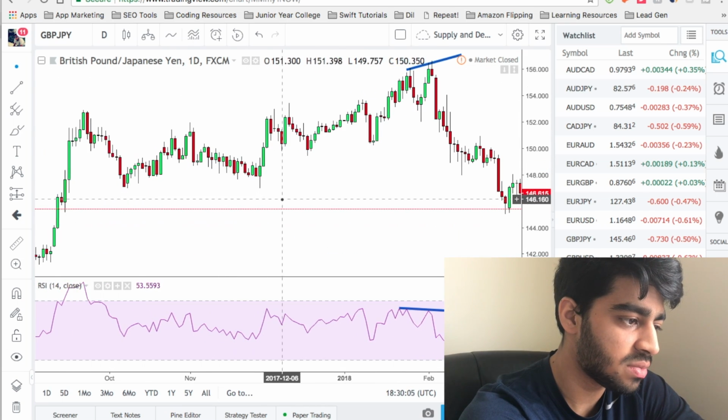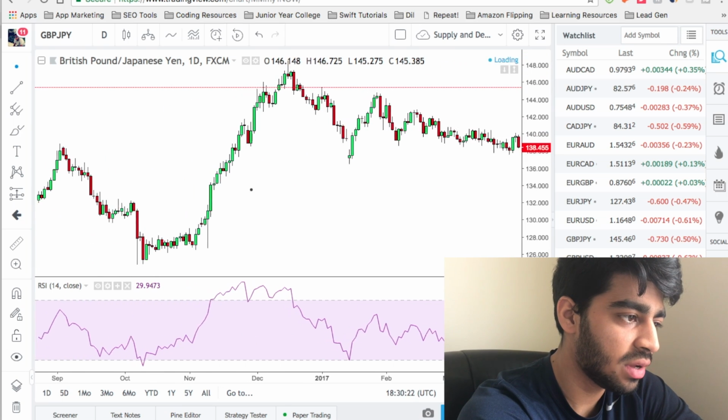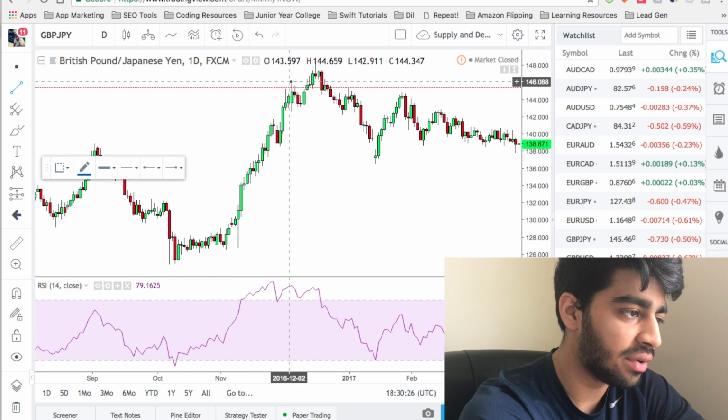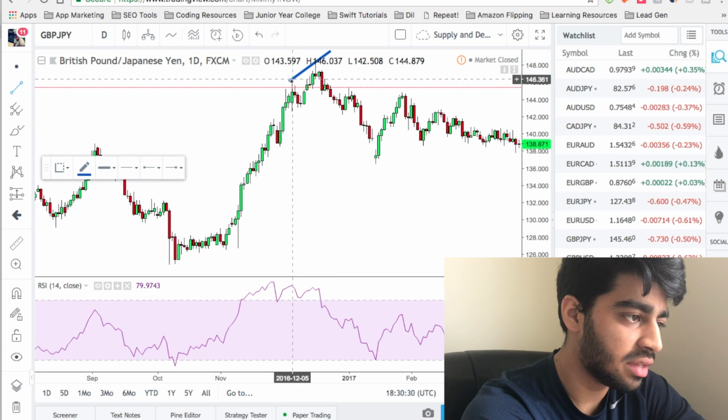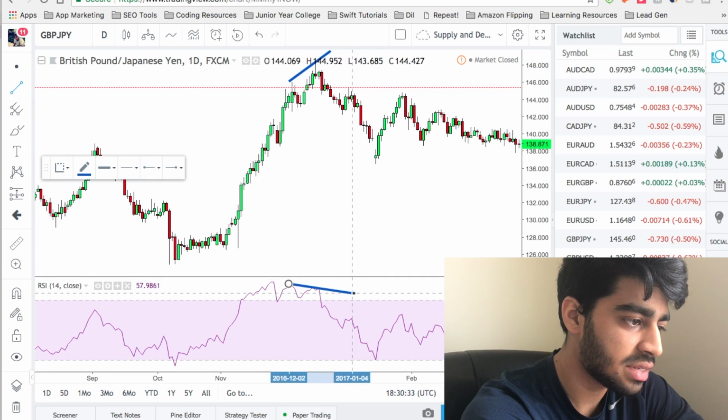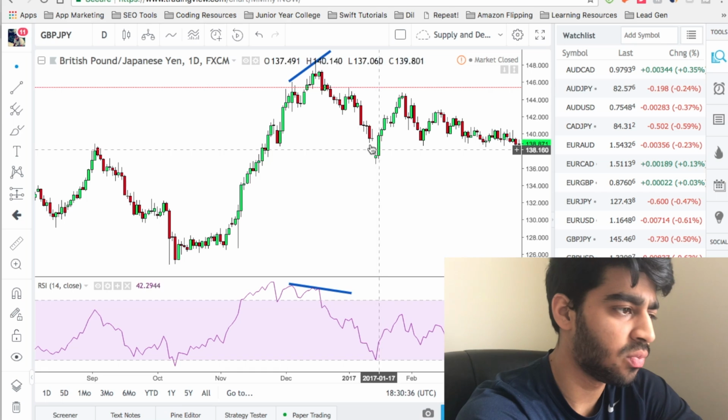All right, let me try to find some more examples of divergence. All right, here we go. Another one. Here's another bearish divergence. You have higher highs, and in the same time period, you're having lower highs. And then the market crashed, not really crashed, but went down after that.